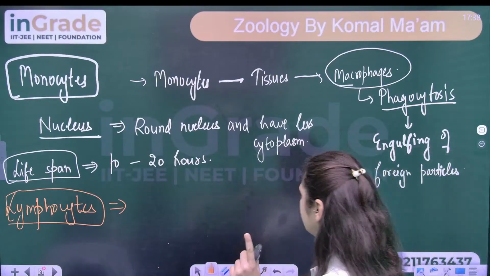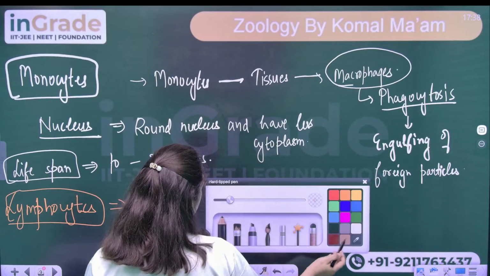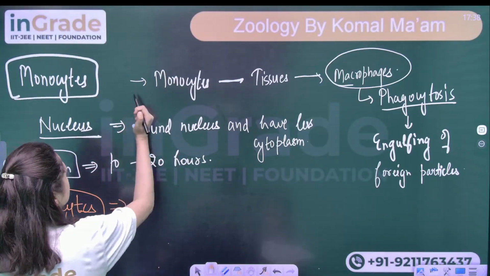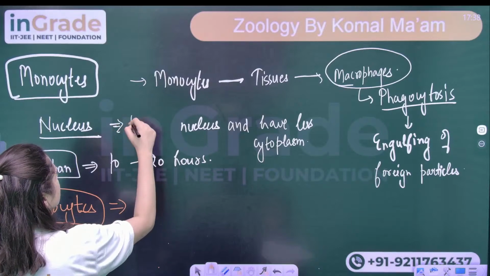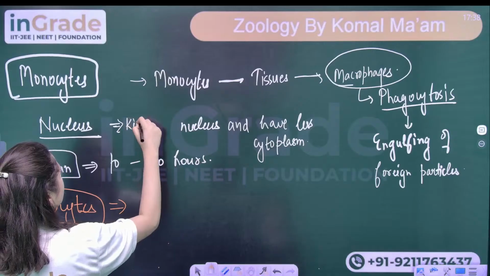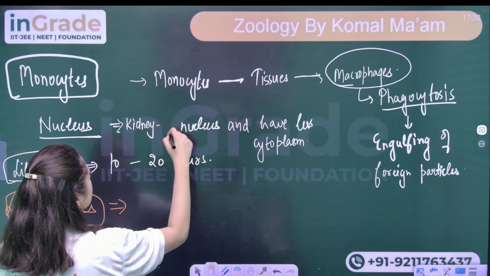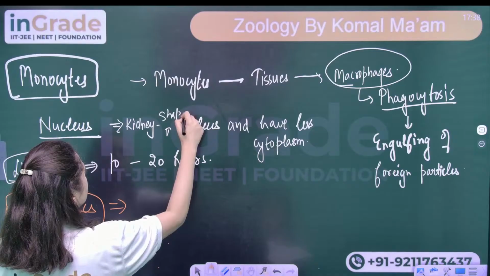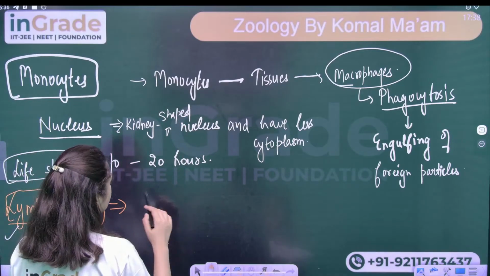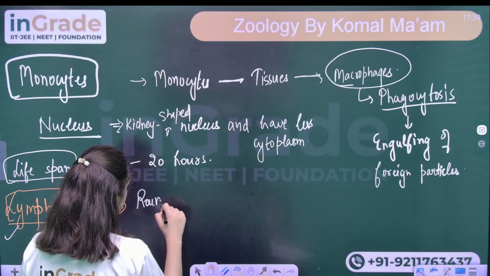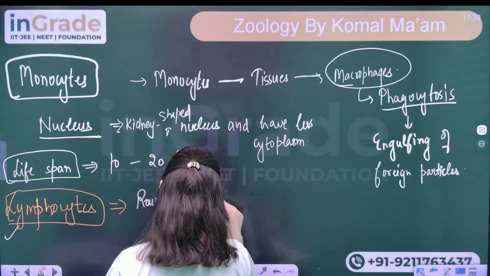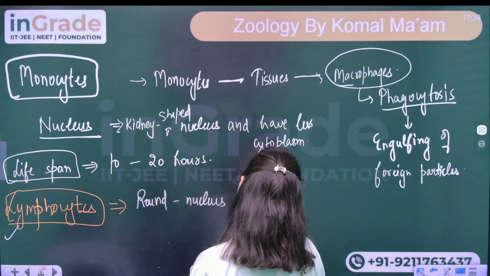Sorry, one minute. The nucleus of monocytes is not round, it is kidney shaped. They have a kidney shaped nucleus. Make a correction here. Okay, and if we talk about lymphocytes, they have a round nucleus with scanty cytoplasm.